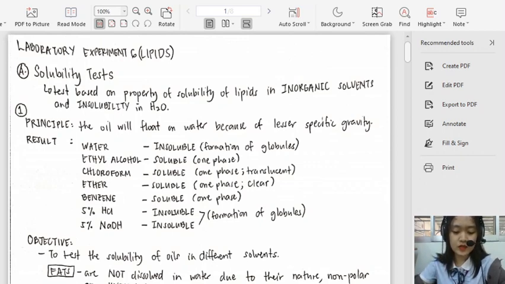On the first page of your experiment, it says that lipids constitute a large heterogeneous group of unrelated physical and chemical substances classified together because they are fat-like substances and they are insoluble in water and are soluble in organic solvents.